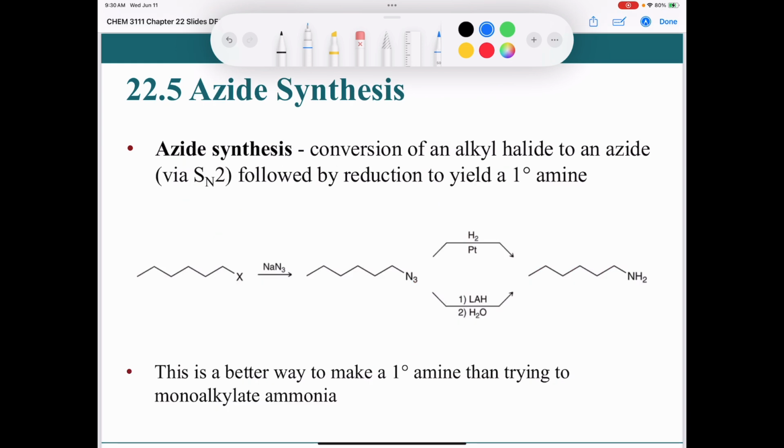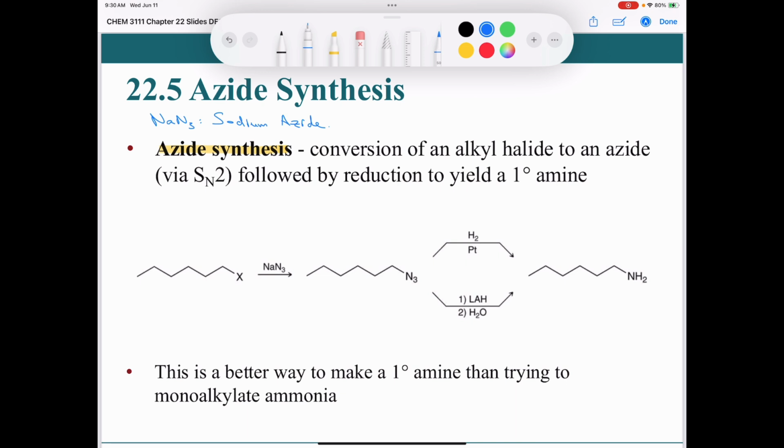Another substitution reaction that we can use to make an amine is what we call azide synthesis. And it says here conversion of an alkyl halide to an azide, and that's via an SN2 followed by a reduction to yield a primary amine. So let me walk you through it here. First thing you need to know is NaN3. NaN3 is sodium azide.